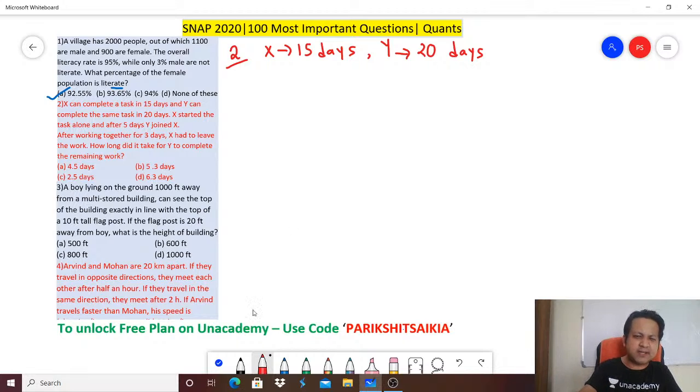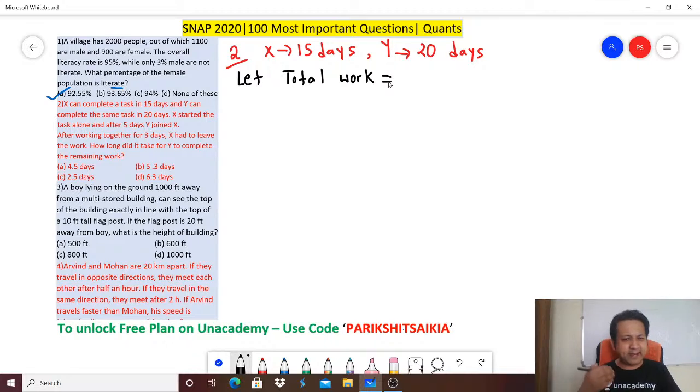So let's say the total work is some number. I think this is the easiest way of solving. How much will you want to assume? You can assume any number you want: 1,000, 100, any number. But I think the easiest number would be if you assume the LCM of these two numbers.